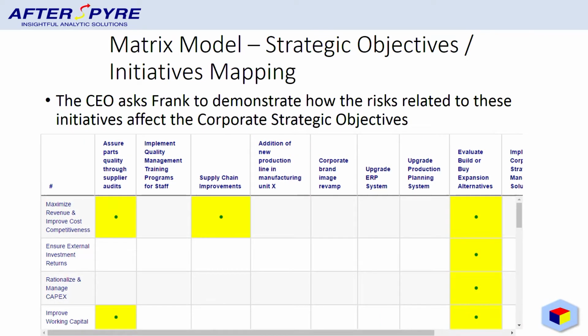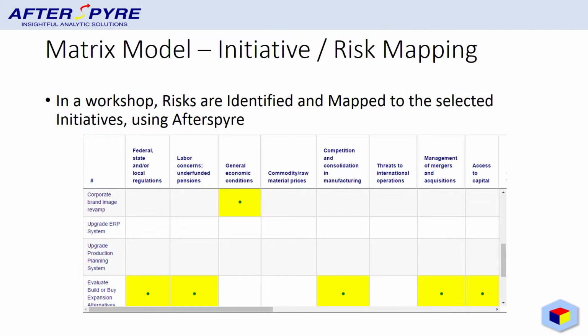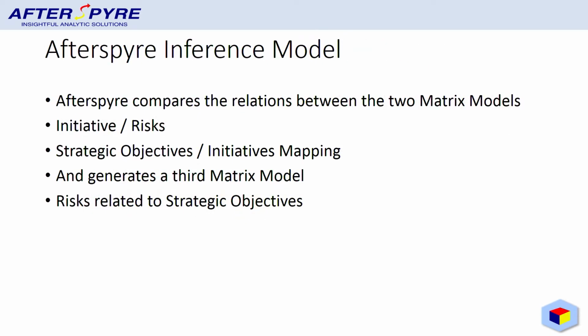Now, of course, you also want to understand, as part of a workshop, these initiatives which we chose, how do they map to the strategic objectives, and what are the risks which then impact the strategic objectives. So as part of a second workshop, you can map the risks to the initiatives, and using Afterspyre, we can then do what is called an inference model, whereby we inference the two matrices. We can inference the strategic objectives and initiative matrix, the initiatives and risk matrix, and create a third matrix model using Afterspyre, which is risks related to strategic objectives.